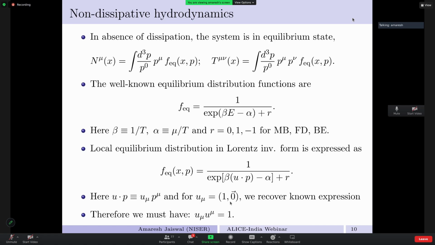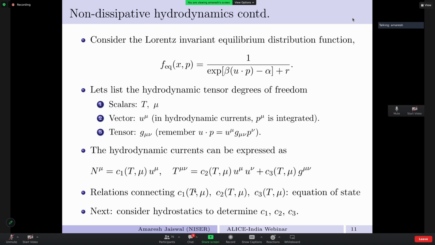Okay, I got it. And the fact that in one frame u^μ is (1, 0), so u·u has to be 1 in one frame, and then that remains 1 in all frames because it's a Lorentz invariant scalar. So this is the fundamental property of u^μ, that it is normalized to 1.